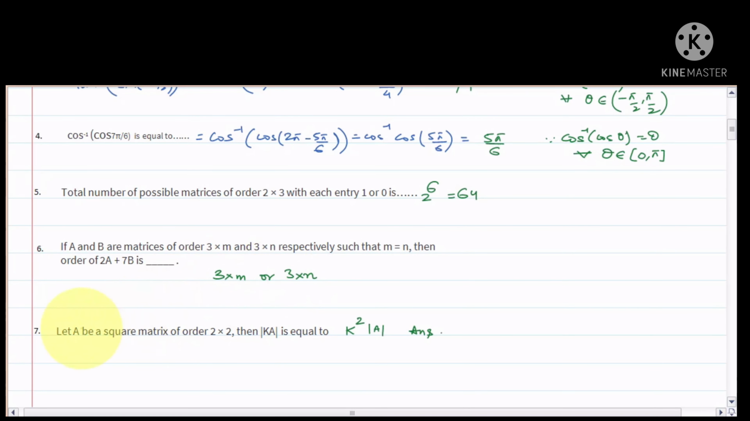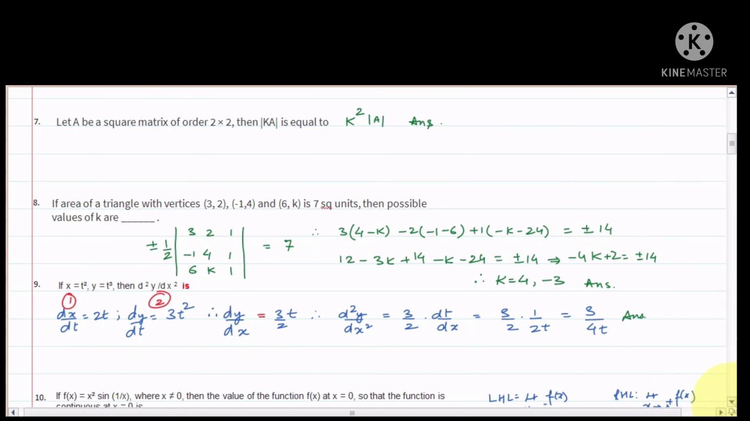Coming to question number 7, let A be a square matrix of order 2 by 2, then the determinant of kA is equal to? We know the formula: determinant of kA is equal to k to the power of the order of the matrix, times the determinant of A. So it is k squared times determinant of A, because the matrix order is 2 by 2.